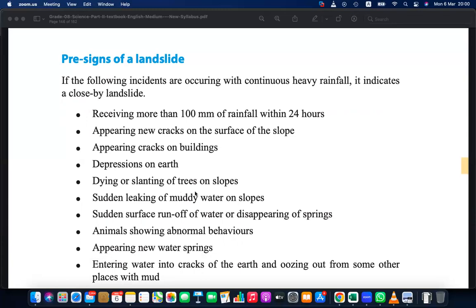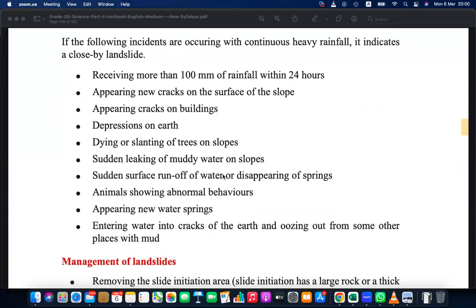That can be the reason. Sudden leaking of muddy water on slopes, sudden surface runoff waters, that is, spring water appearing in places. And abnormal animal sounds and behaviors, they are moving out. So there can be some reasons. You have to be careful.